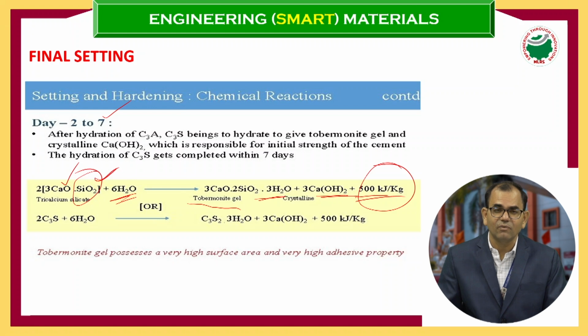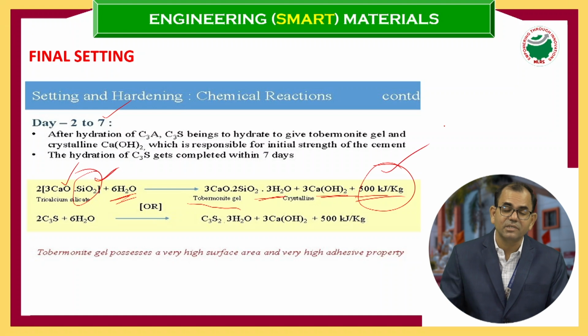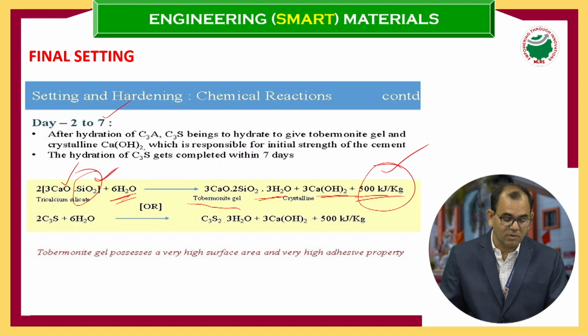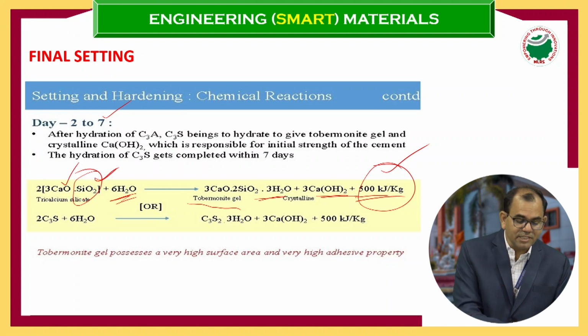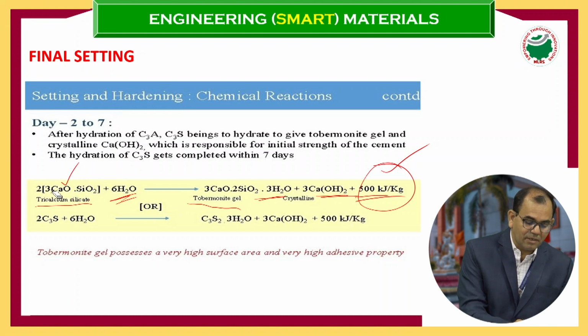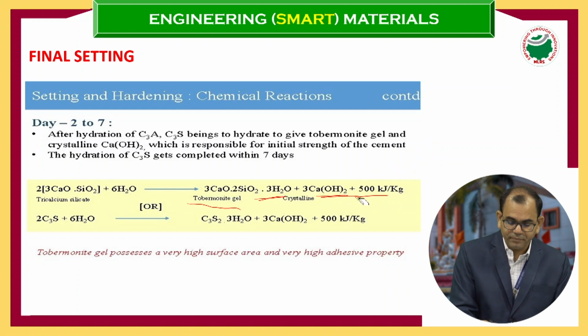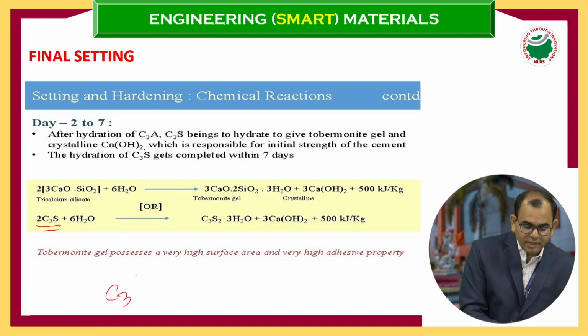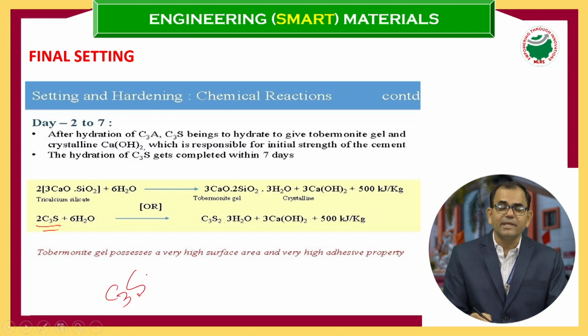When we do the curing of the wall or any cemented material, it quickly absorbs water. It is absorbing water means what? The energy is releasing. How much energy is releasing during this reaction? 500 kilojoules per kg energy is released. Now, this tricalcium silicate can be written as C3S. C3 is the same in all the cases.